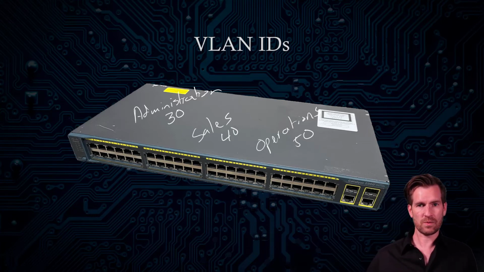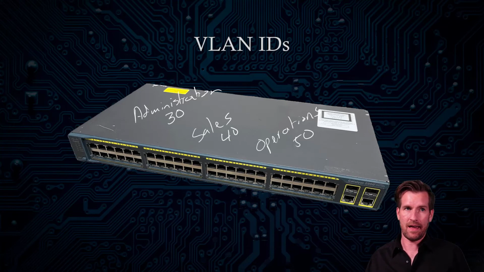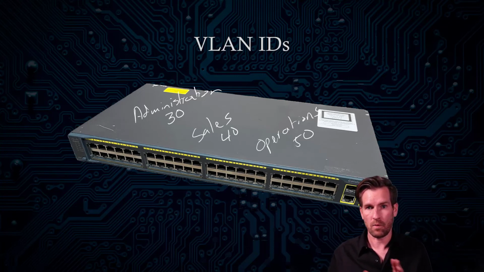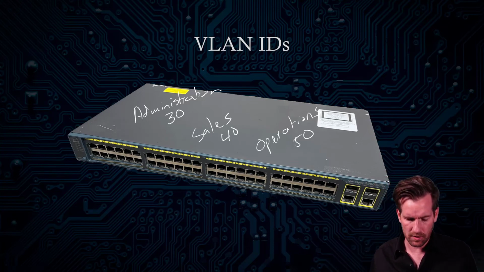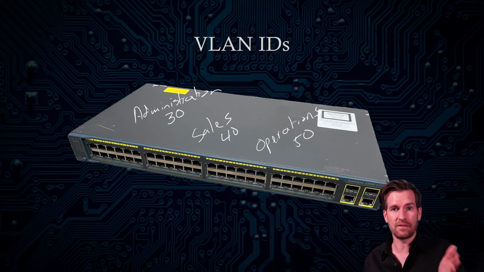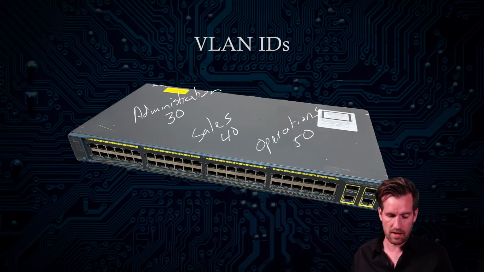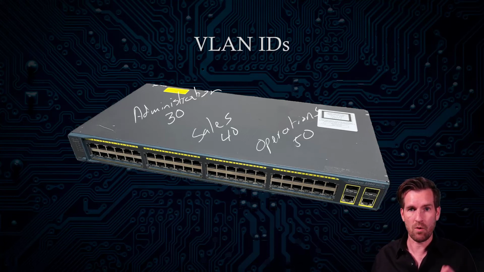So what we're going to do is assign some sort of ID. It could be sequential. It could be 11, 12, 13. It could be 144. There are some boundaries in which what these IDs can represent, so we'll talk more about that in a future video. But just know that we're going to label our different VLANs. And here we have administration as 30, sales as 40, operations as 50, and we'll get more in depth into that later. But we do have to assign some sort of ID to it.